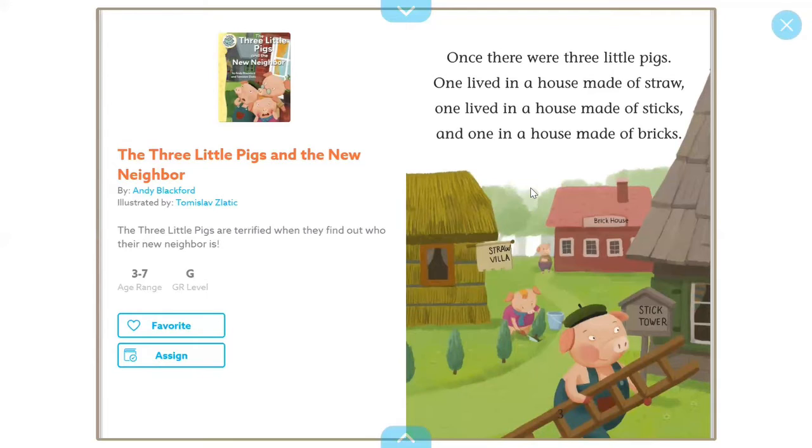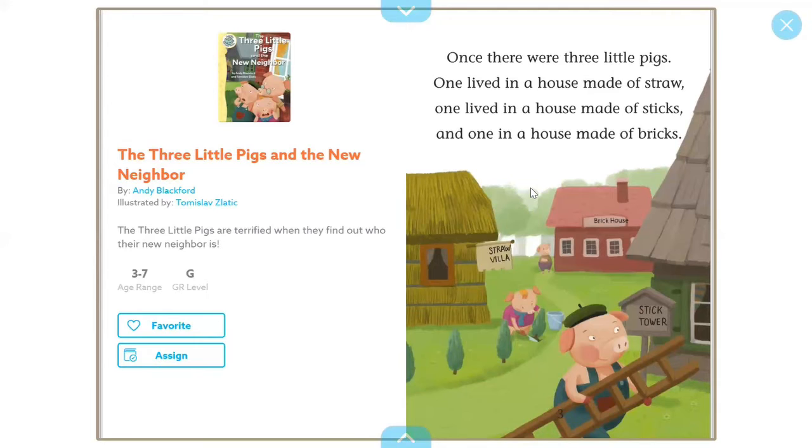So Three Little Pigs and the New Neighbor is a fun little twist on the Three Little Pigs story that you may have heard before. If you remember, in the original Three Little Pigs, there are three pigs. One builds a house out of straw, one builds a house out of sticks, and one builds a house out of bricks. And the big bad wolf comes and knocks on their door and then blows their house down trying to get inside to eat them, right? So this one's going to be a little different. And I want you to see if you can spot what that difference is, okay?